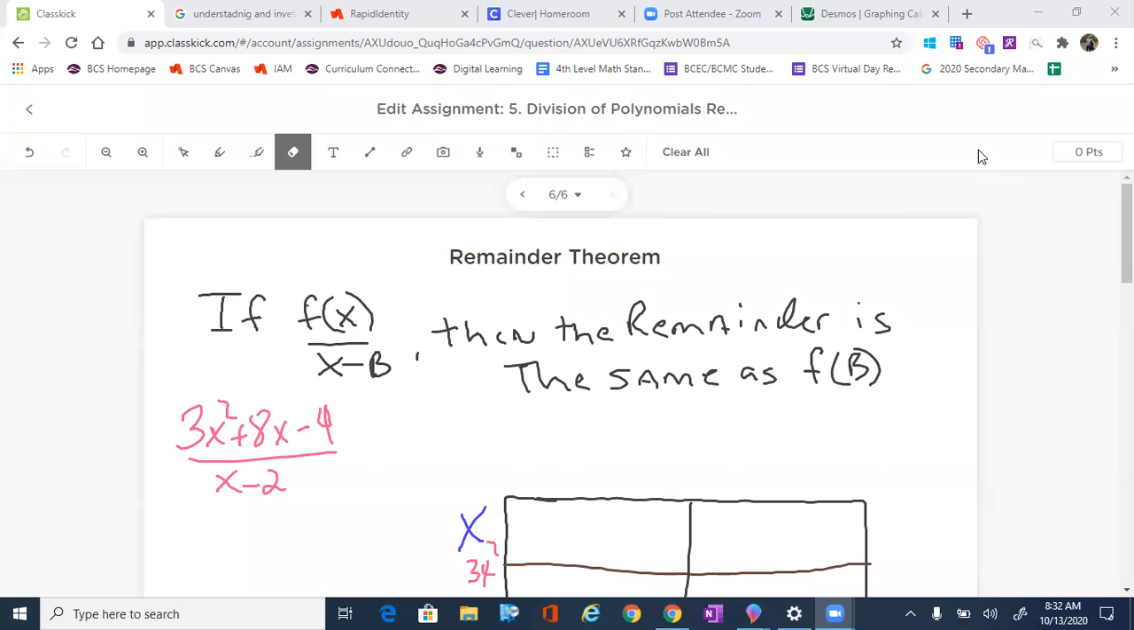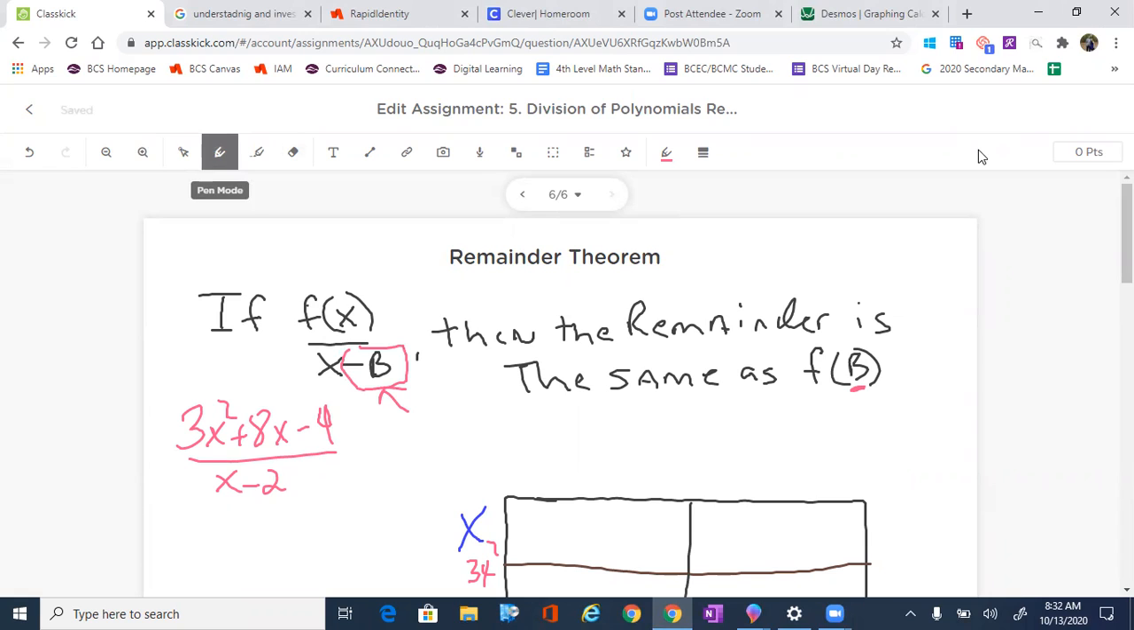It's time for the remainder theorem. All right, remainder theorem, nice and easy. All it says is if we have a function, we'll call it f of x, and we divide it simply by a linear term, then the remainder is the same as if we take the opposite of the value in the linear term.